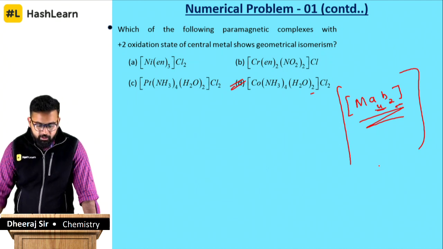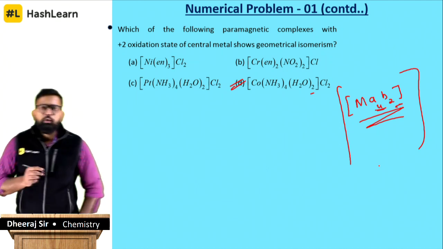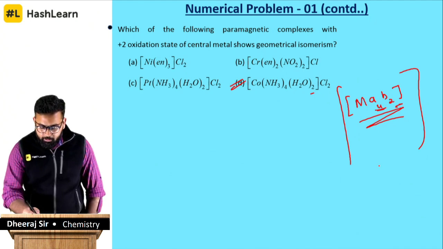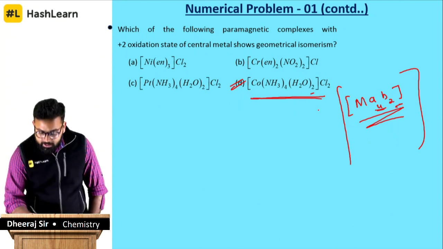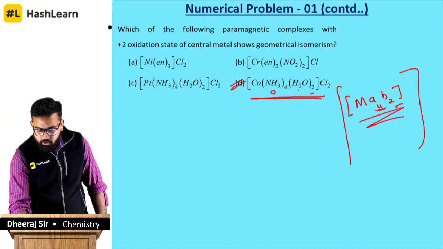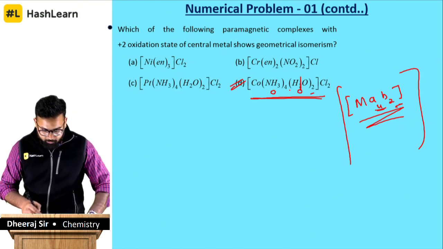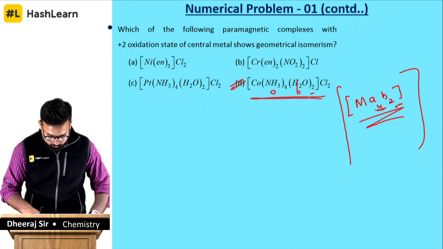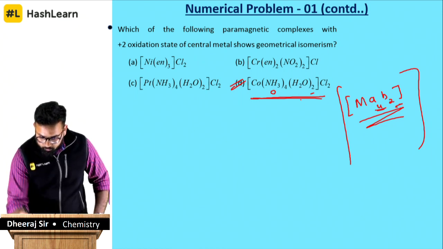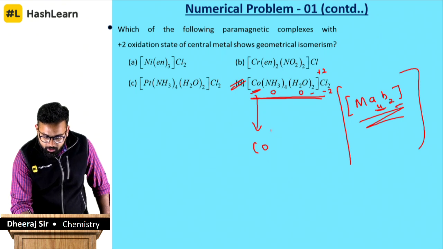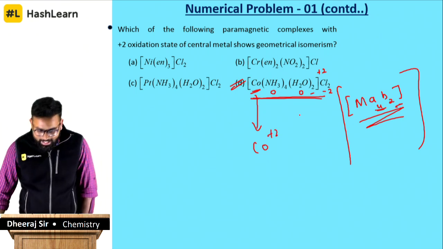I would want you to always pay attention to those small details which I give you, so that you will remember and answer questions in the long run. So it is Ma4B2 type, and you need to also understand that the charge of amine is 0. It's a neutral ligand. Aqua's charge is also 0, water being a neutral ligand, and if it is Cl2, it means the charge is -2. Therefore the charge on the complex is +2. Since the ligands are 0, cobalt's charge has to be +2. So that is the answer.